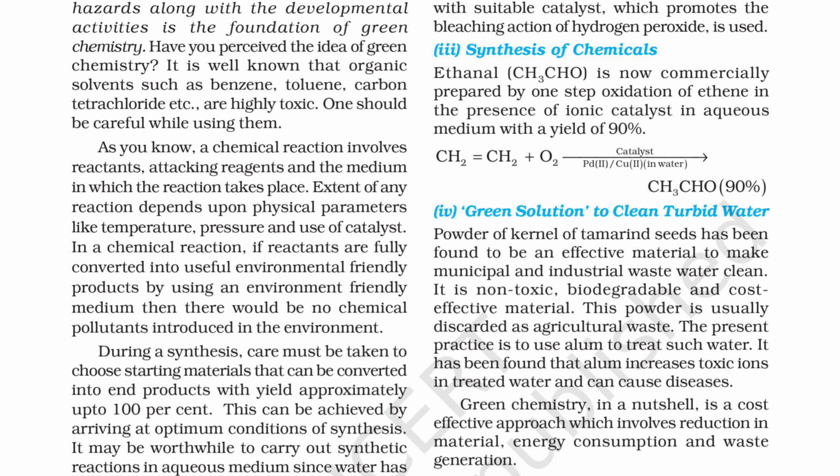As you know, a chemical reaction involves reactants and attacking reagents in the medium in which the reaction takes place. Extent of any reaction depends upon physical parameters like temperature, pressure and use of catalyst. In a chemical reaction, if reactants are fully converted into useful environment friendly products by using an environment friendly medium, then there would be no chemical pollutants introduced in the environment.